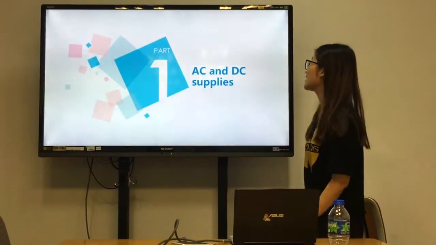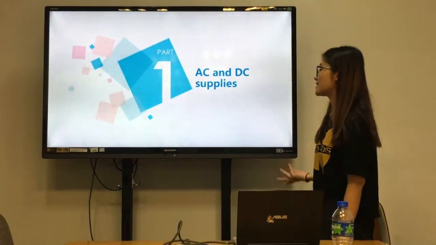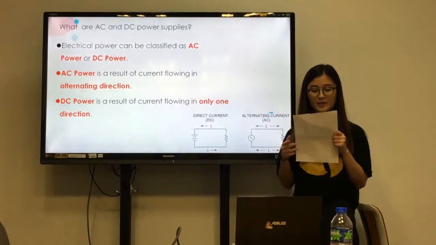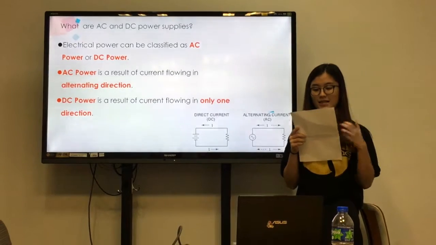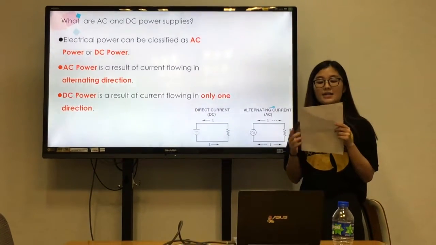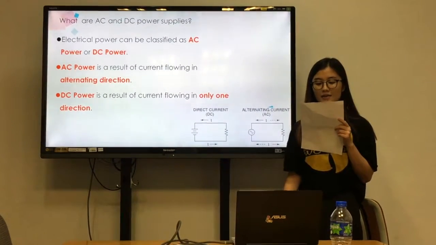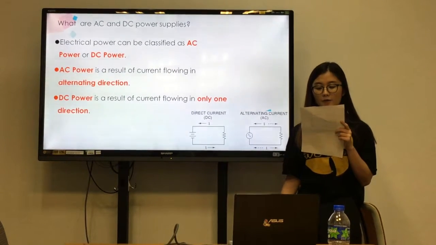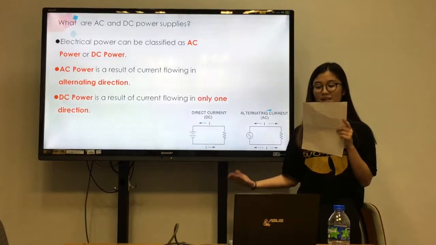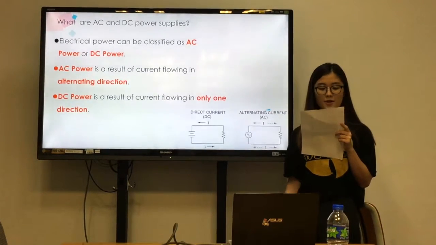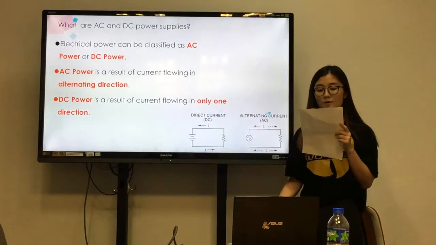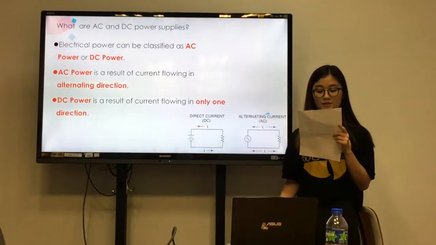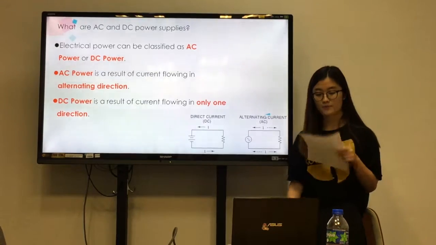Let's start my part. My part is AC and DC supplies. Electrical power can be classified as AC power or DC power, depending upon the direction of the flow of energy. Power which is a result of current flowing in alternating direction is termed as AC power, and one which is a result of current flowing in only one direction is called DC power.